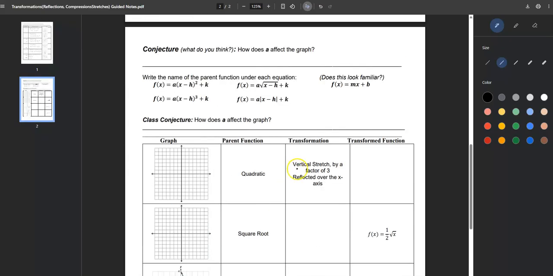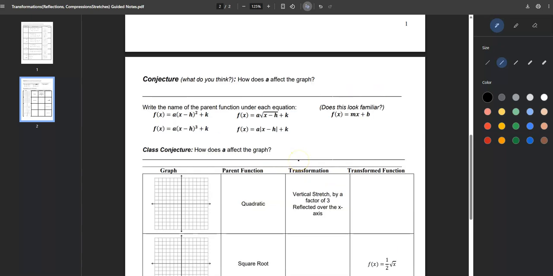Okay, so how does A affect it? It could possibly do 2, right? So it could possibly move or reflect, stretch, or compress vertically. Okay? So that's what A is going to do.